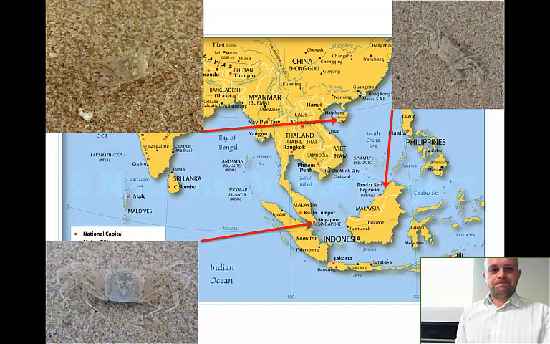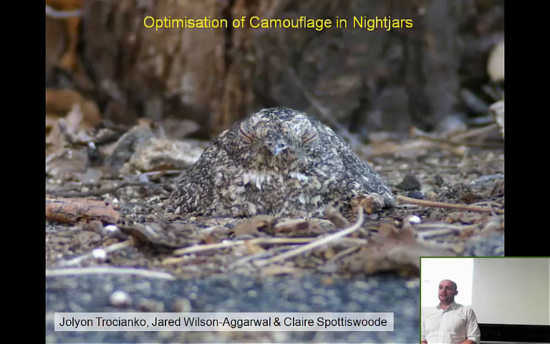So the other work that I wanted to just finish with is a study that we're doing again with Claire Spottiswoode, also in Zambia, but this time during the dry season, with Jolyon, a postdoc, and with a research assistant, Jared Wilson, looking at camouflage in ground nesting birds, in particular in nightjars.